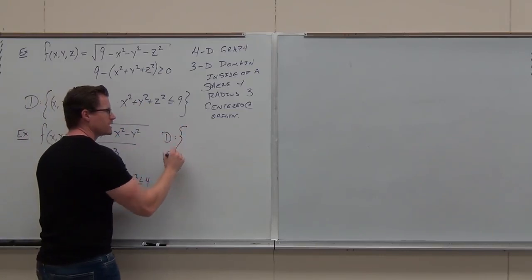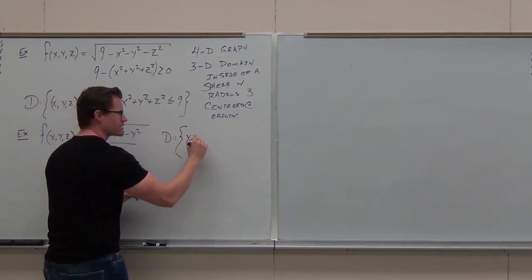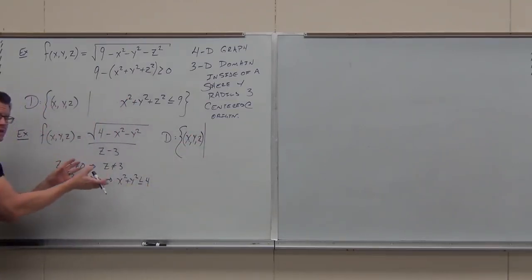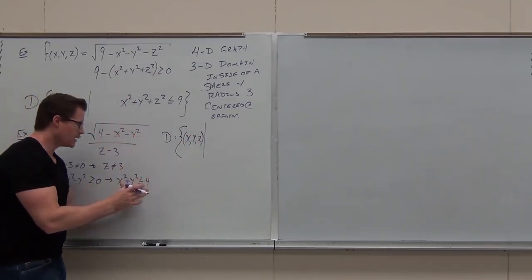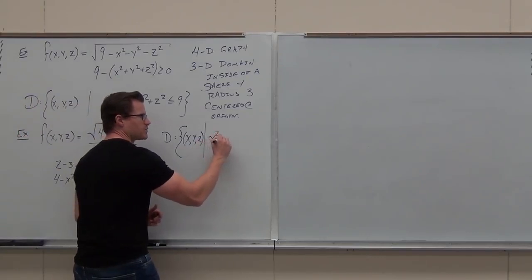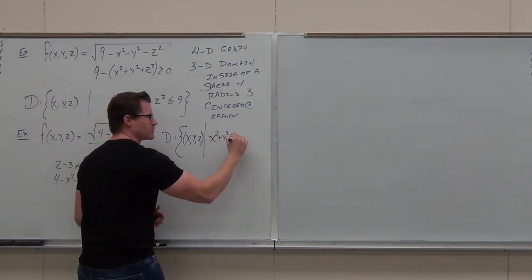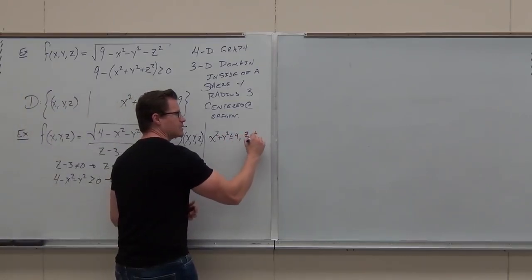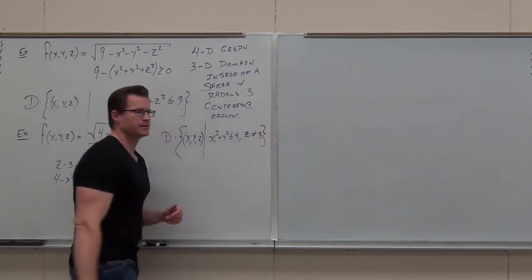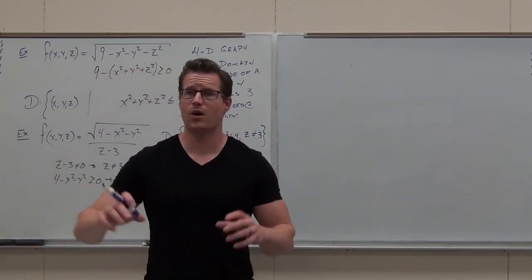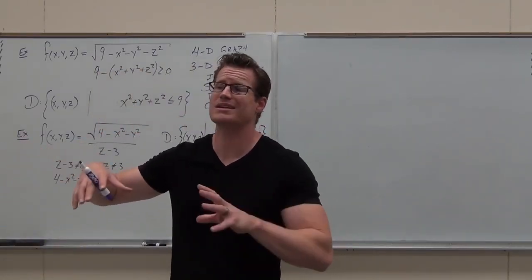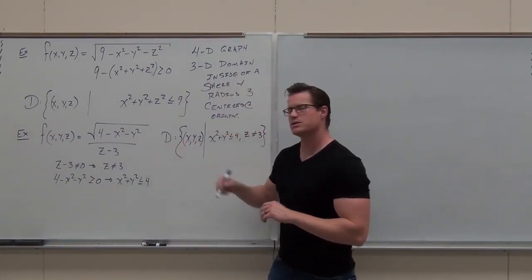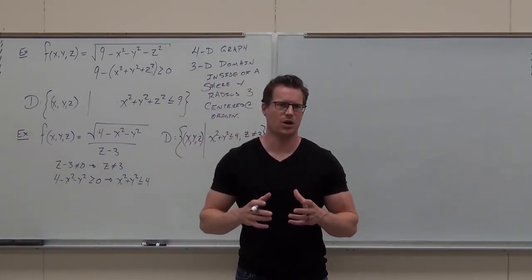So with this domain, we have ordered triples x, y, z, such that these two things, just squash them together. I know that x squared plus y squared has to be less than or equal to 4. And I also know that z can't be equal to 3. That's all that we're saying here. So take all the exceptions from this function, all the domain issues, squash them together. As long as you said something about every one of those independent variables, that's what we're talking about.